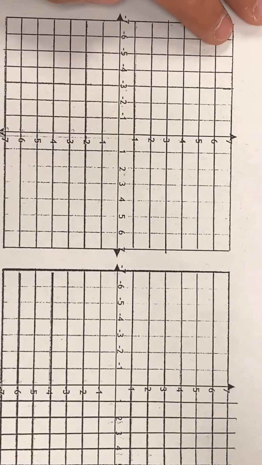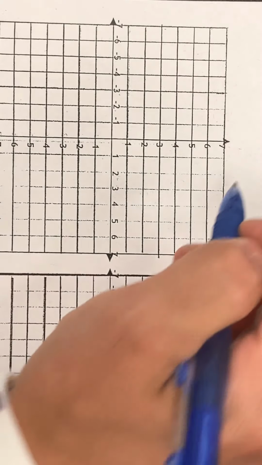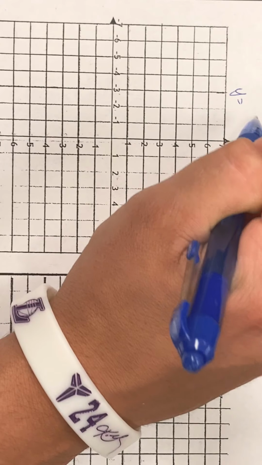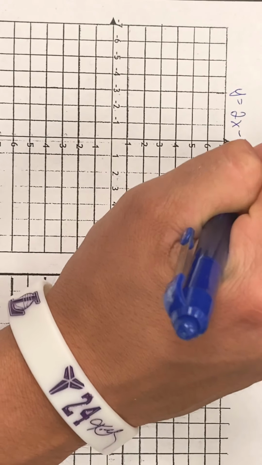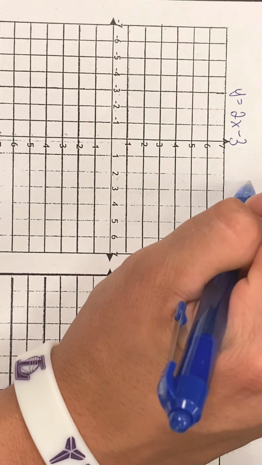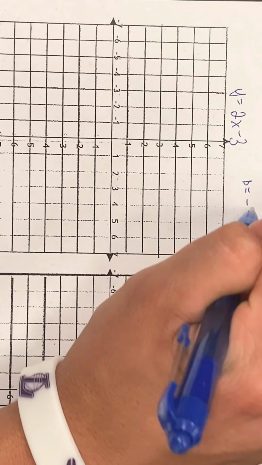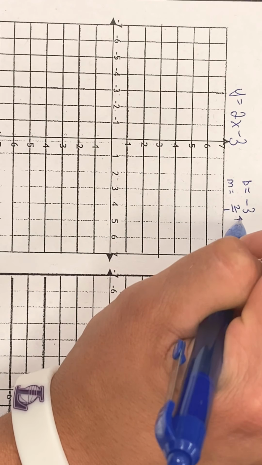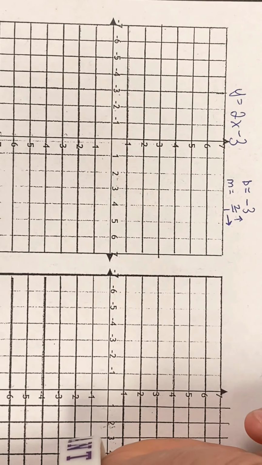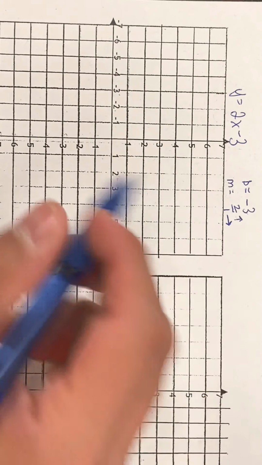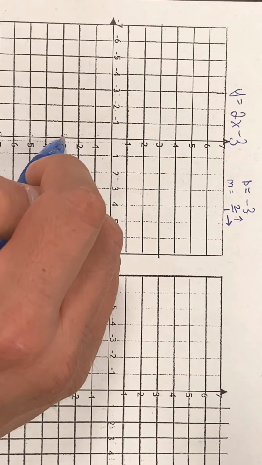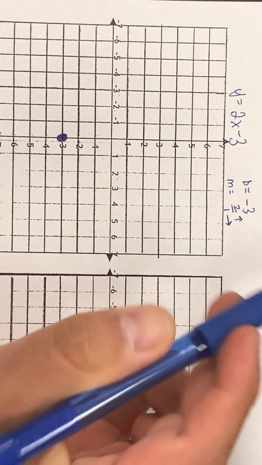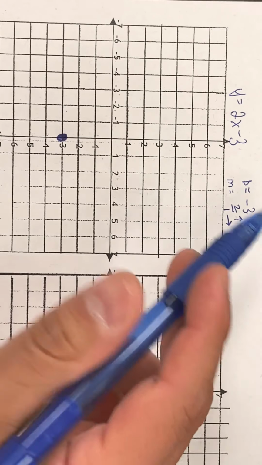Okay, so here is my graph, and the equation that I'm going to be graphing is y equals 2x minus 3. And we've identified two things. We've identified our y-intercept is negative 3, and we've identified our slope is 2 over 1, which means I go up 2 and right 1. So let's begin graphing this. I'm going to begin at negative 3 on my y-axis, which is going to be here. And I'm going to use my slope, which is up 2 over 1, to get to the next point.